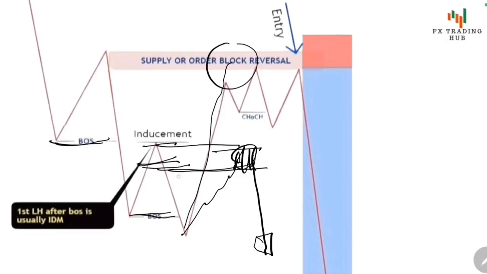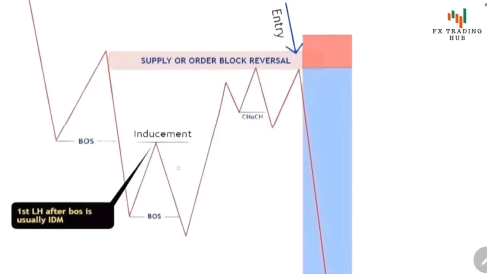So the latest lower high after the break of structure is usually an inducement zone. Okay, so this zone here is mostly an inducement zone, which is the latest break of structure that happened in this trend. This is the latest break of structure that happened in this trend. So most times they are mostly an inducement zone.